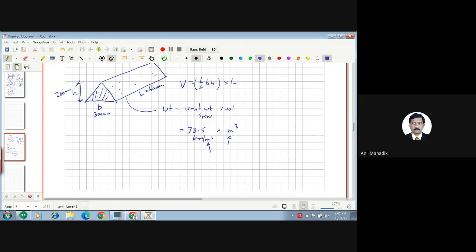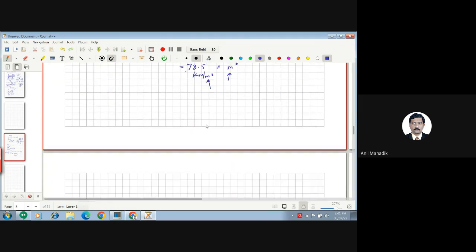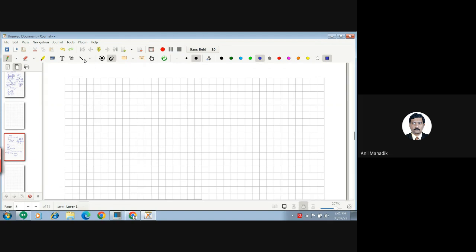How will you calculate the volume? Half base. How much base will you take in this equation? 0.3. Into height 0.2, and into L, 4 meters, that is 4000 mm. So you are taking all the units in meters because you know the unit weight in these units, so your volume should be consistent with this unit weight. This is the general way. Now I will ask you one more question: if you want to calculate the weight of, let's say, a rectangular tube. So I have one rectangular tube.